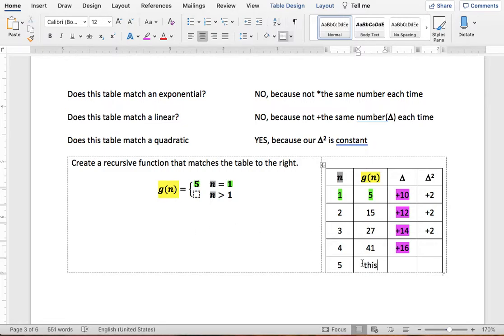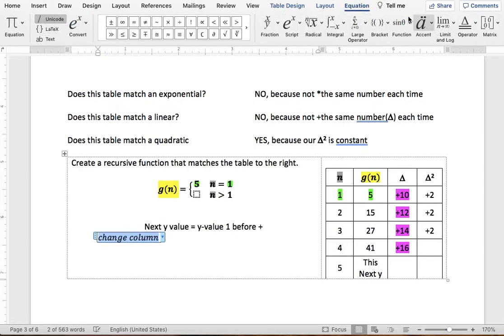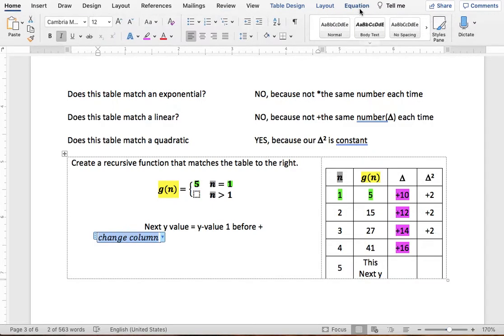Okay. So in order to get this next y, my next y value was equal to my y value 1 before, 41. And each time I was basically plussing this change column. I was plussing this, pardon me.